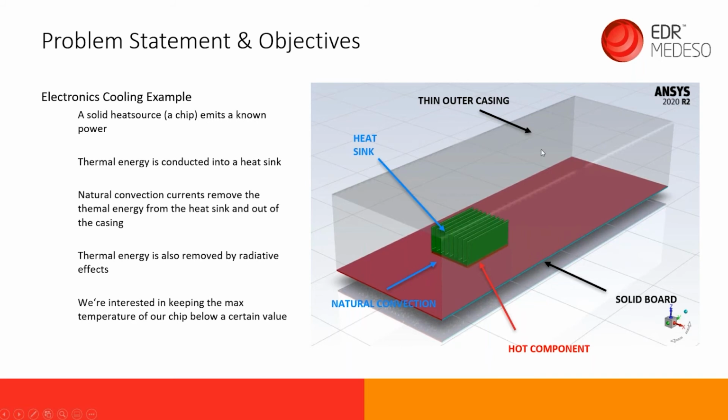Another problem that some of you might be familiar with when you're dealing with thin walls and baffles is that it presents a bit of a meshing problem, but we'll come to that in a little bit. We've also got thermal energy being removed by radiative effects. There's a lot of temperature here, so we've got to take into account radiation. A general objective might be keeping the maximum temperature of our chip below a certain value.